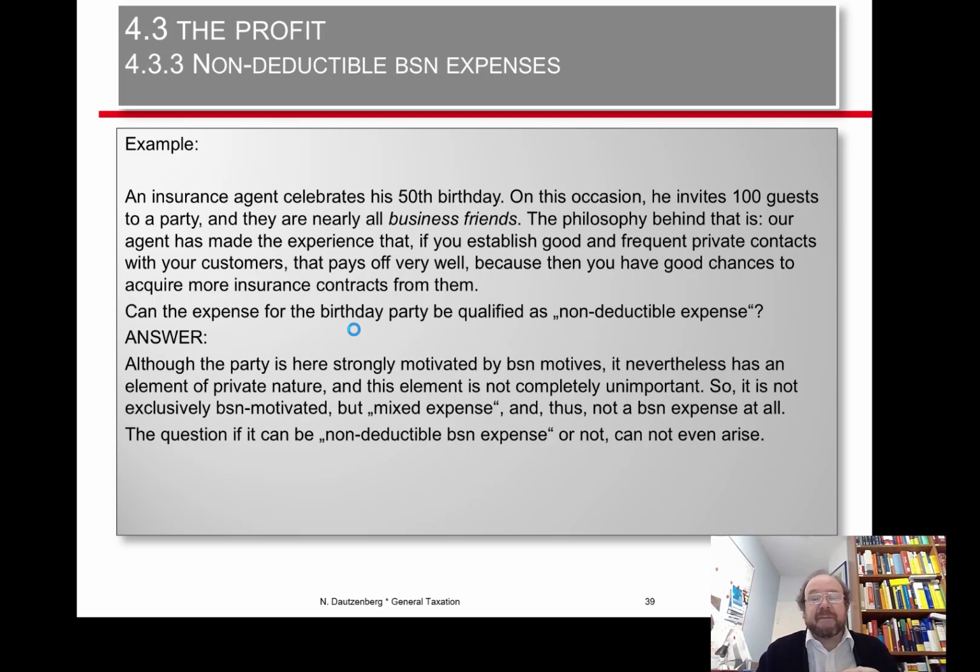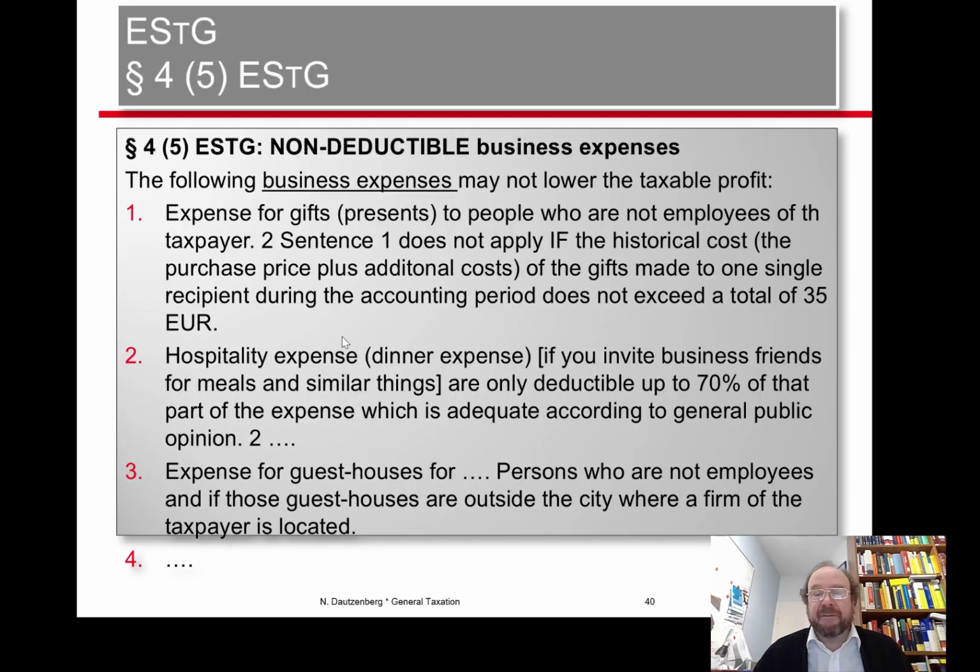And the answer is, well, celebrating your birthday with friends, and not so close friends, and people whom you know, that is something private, which we usually have in our private life. And so this is a private motive also, and you will not be able to split up the expense into expenses which exclusively relate to business motives. And so this is a mixed expense, and so you don't need the rules on non-deductible business expenses. You already failed before.